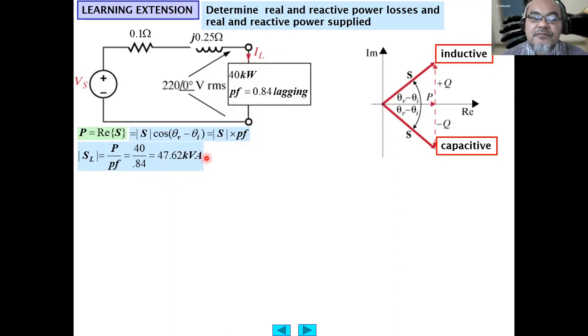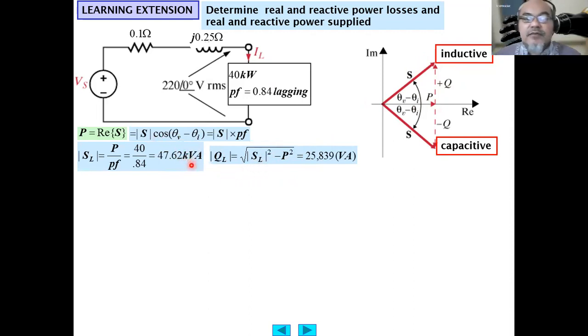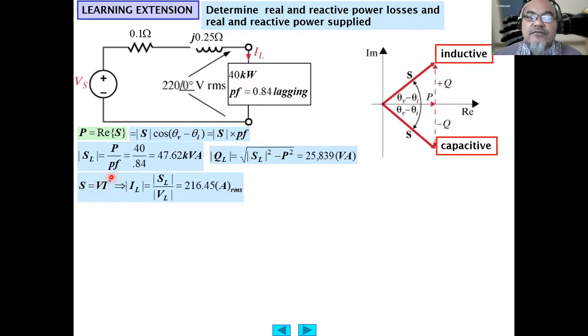Please be careful: when we are speaking about complex power, the unit is volt ampere, not watt. Then the reactive power at the load is the Q part, the imaginary part of the complex power. From the Pythagoras theorem, it equals the square root of the magnitude of the complex power squared minus the square of the active power. So 47.62 kilo squared minus 40 kilo squared, and we obtain 25,839 volt ampere.